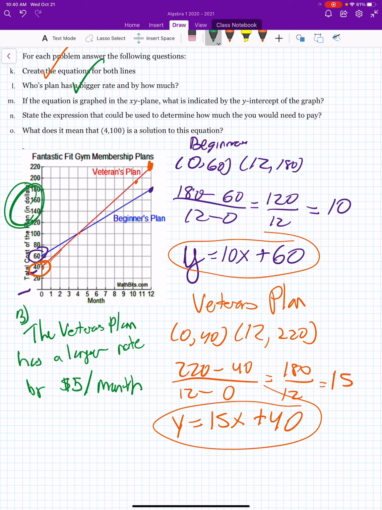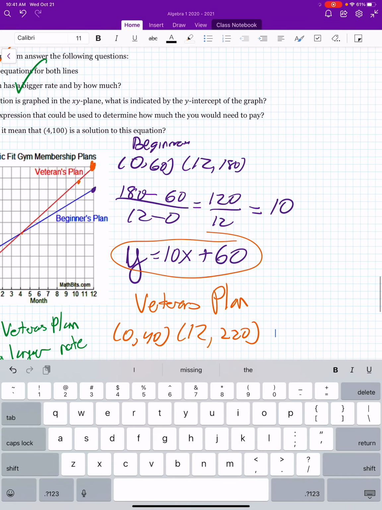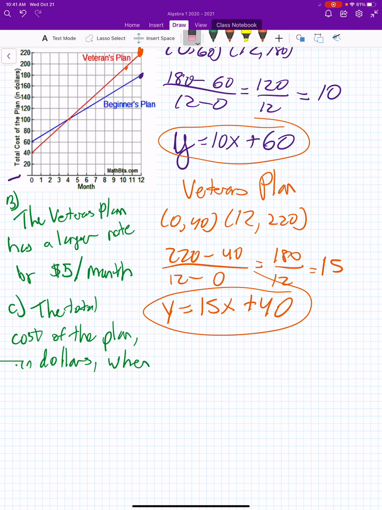If the equation is graphed in x and y, then what is indicated by the y-intercept of the graph? So going back to the y-intercept, it says the total cost of the plan. In what units? In dollars. And when? This is where we use the words begin, start, when it begins. So when we start paying for the monthly membership.